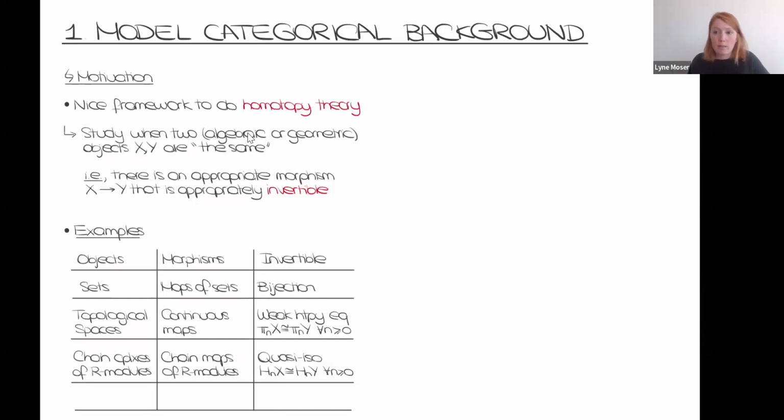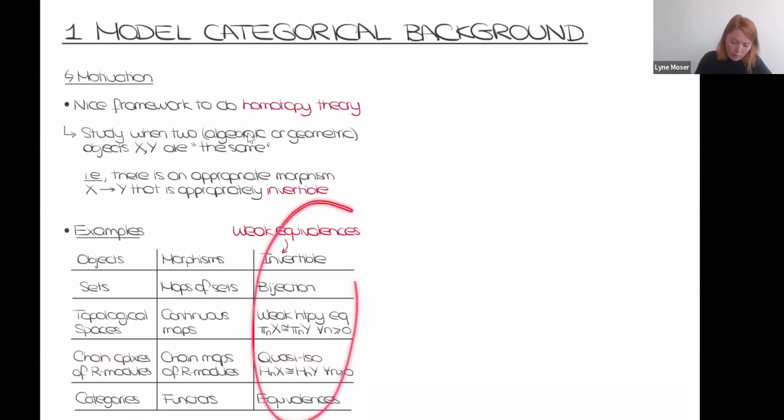And I'd like to mention one last example, which is going to be of interest in the talk, and it's that of categories. Between categories, I have a notion of morphisms, which is that of a functor. And then I can ask myself, when are two categories equivalent? This is maybe the notion of invertible morphism that I'd like to consider. All of these invertible morphisms will be the main players in a model category, and they will be called weak equivalences. These are the maps that we would like to invert in order to understand when two objects are the same. To any model category, you can associate a homotopy category where these weak equivalences become the isomorphisms instead.